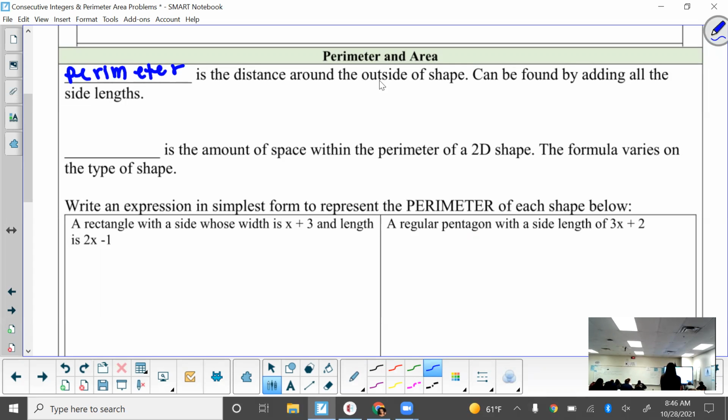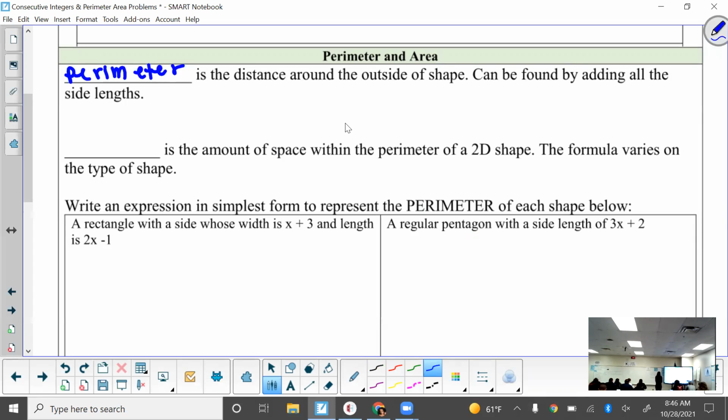Perimeter is the distance around the outside of the shape. It can be found by adding all the side lengths. And that's true for any shape. You can just add up all the sides and get the perimeter.